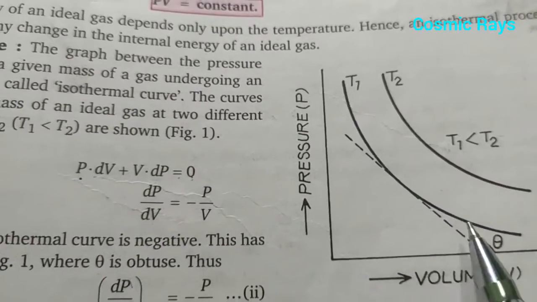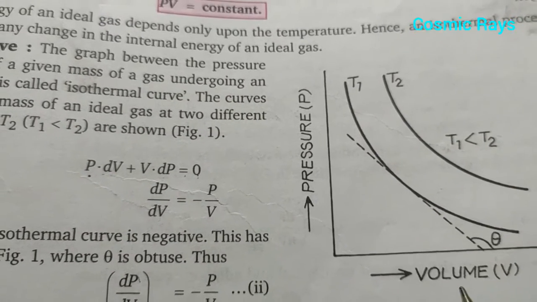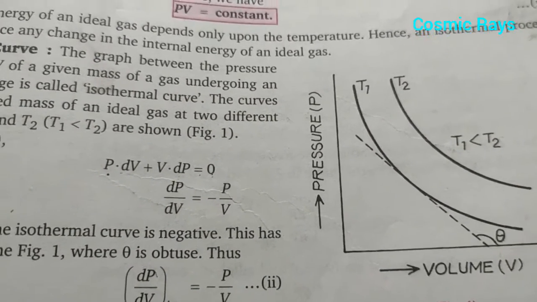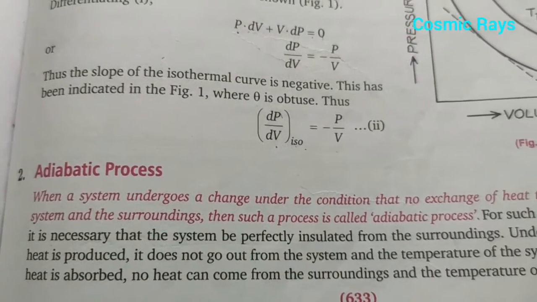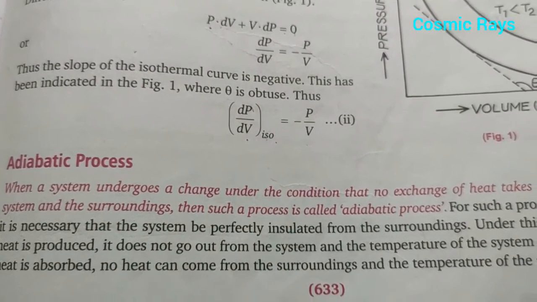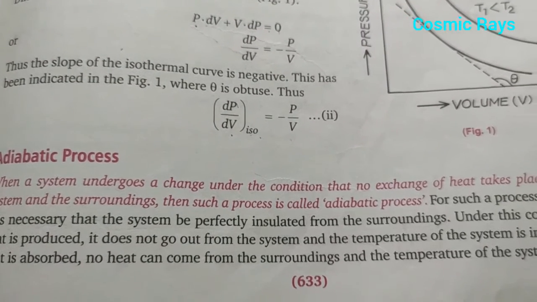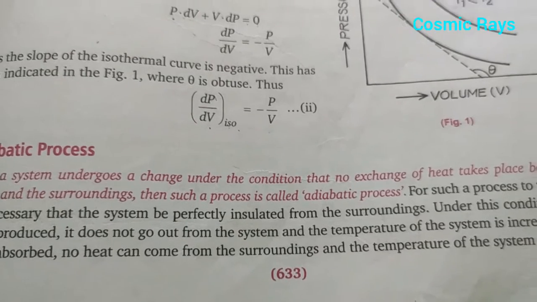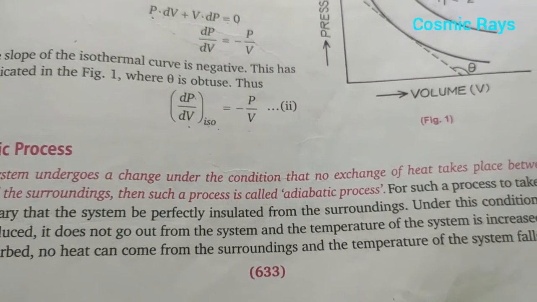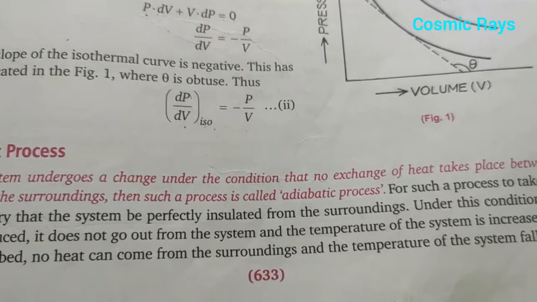And this graph is known as isothermal curve. Now we go to the adiabatic process. As you know, adiabatic process is a process when a system is undergoing a change but no exchange of heat is allowed between the system and surrounding.